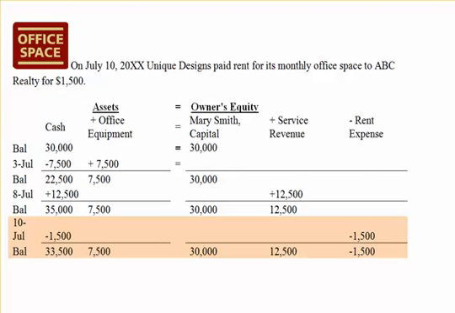Now what happened next? On July 10, the business paid rent for its office space to ABC Realty for $1,500 in cash. So what impact does this have on our accounting equation? Take a look at your cash in the asset column. The cash went down or was reduced by $1,500, making the cash total to be $33,500. The office equipment is still the same.